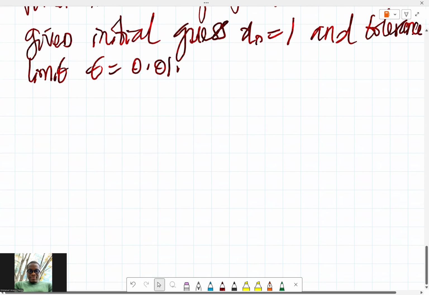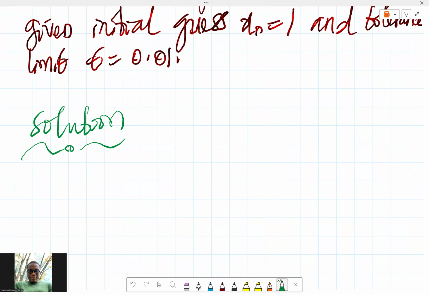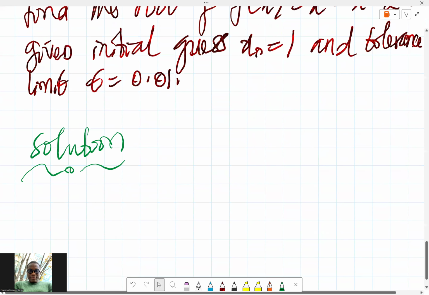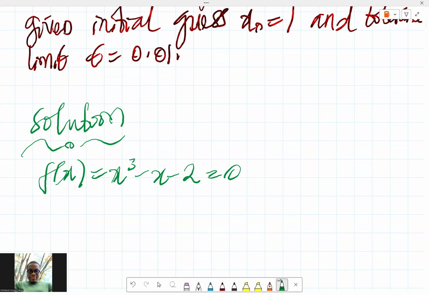So let's go on, because we are going to have all the possible expressions that we can have. So you have f of x equals x cubed minus x minus 2 equals 0.